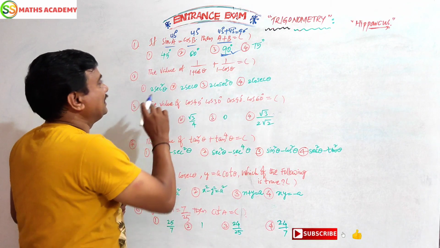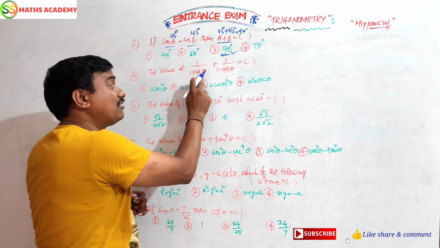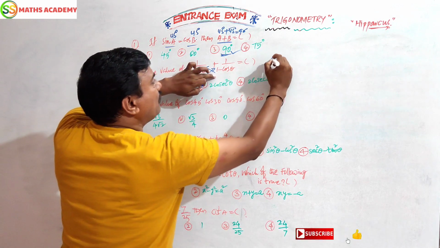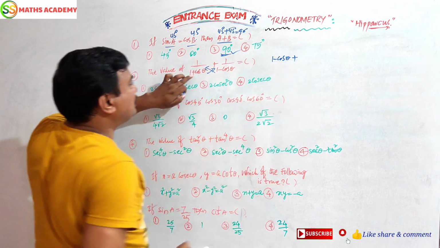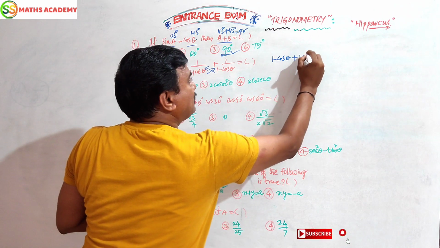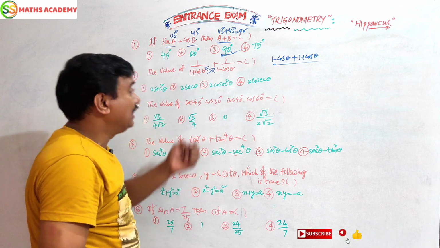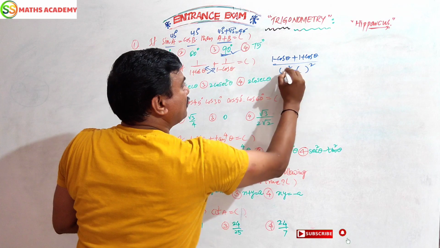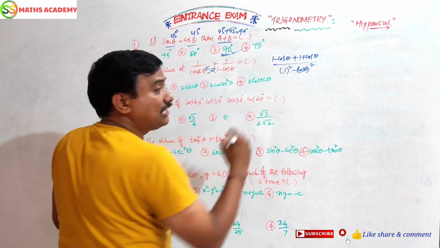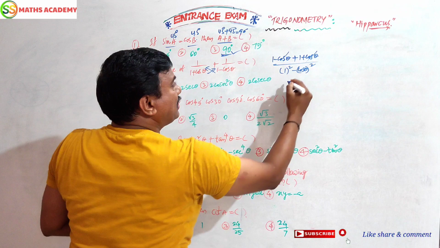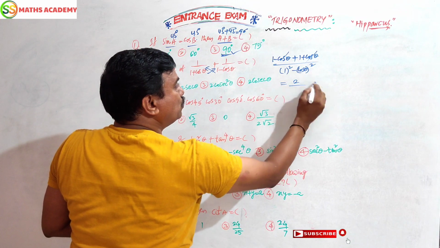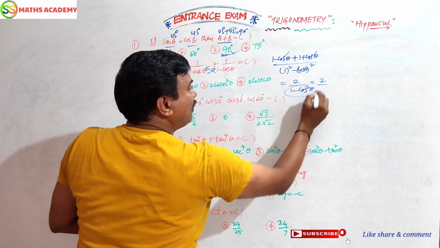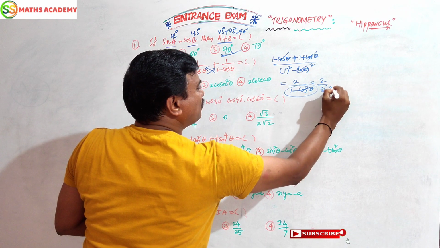That's it. Next. The value of 1 by 1 plus cos theta plus 1 by 1 minus cos theta. Do the cross multiplication. Simple. 1 into (1 minus cos theta) plus 1 into (1 plus cos theta), over (1 plus cos theta) into (1 minus cos theta). Using (A plus B)(A minus B) in the form of A square minus B square, the denominator is 1 square minus cos square theta. The plus cos theta and minus cos theta get cancelled. 1 plus 1 is 2. 1 square is 1, and (cos theta) whole square is cos square theta. So 2 by (1 minus cos square theta), which is nothing but sin square theta.